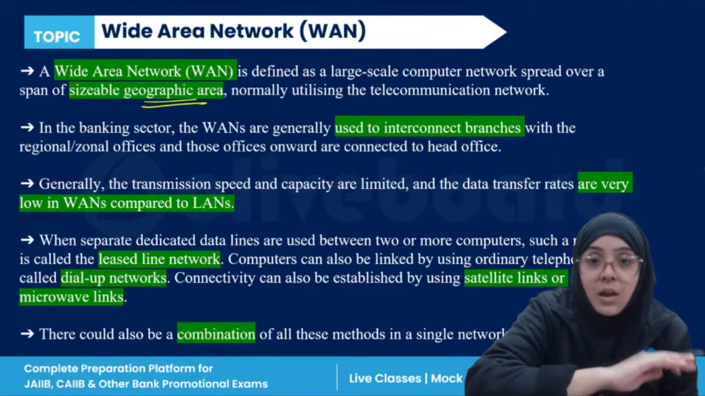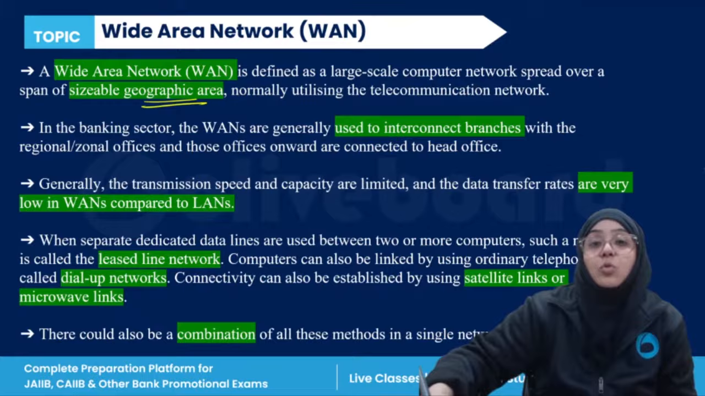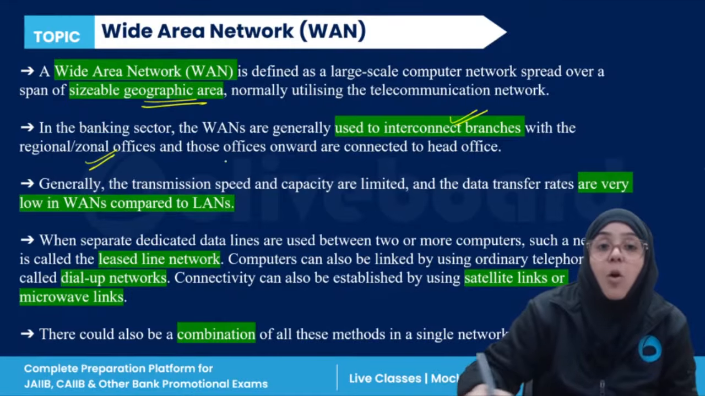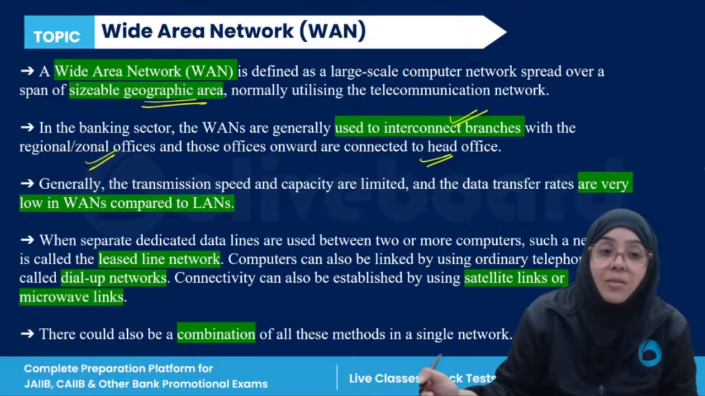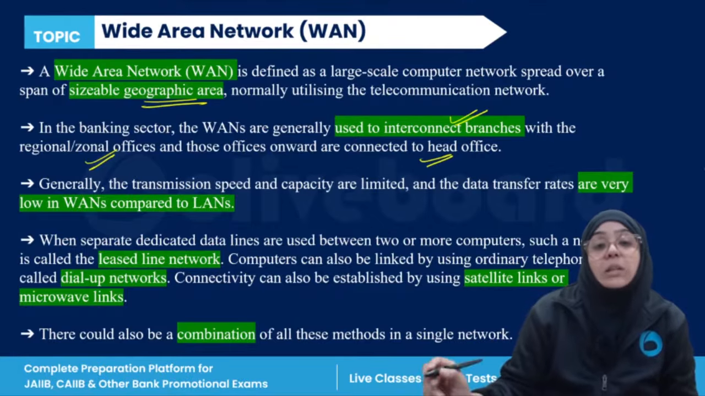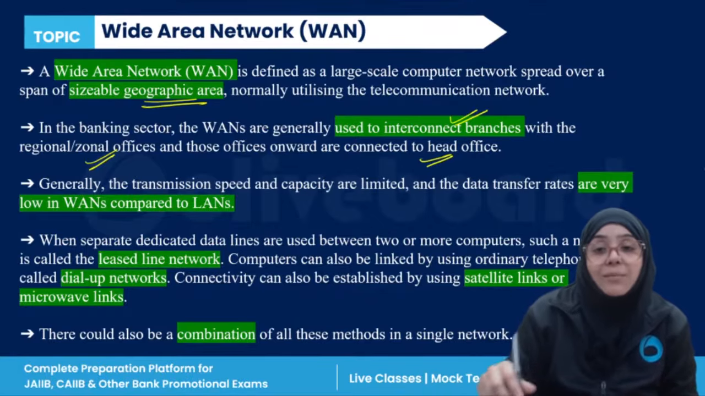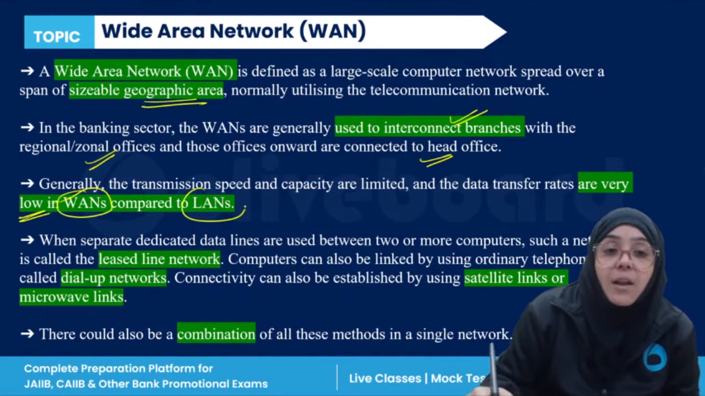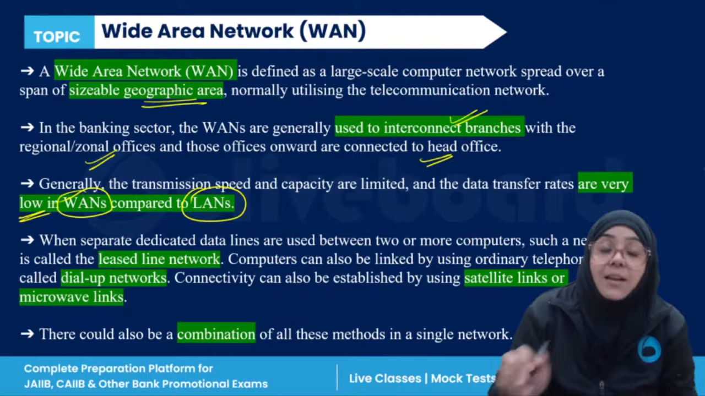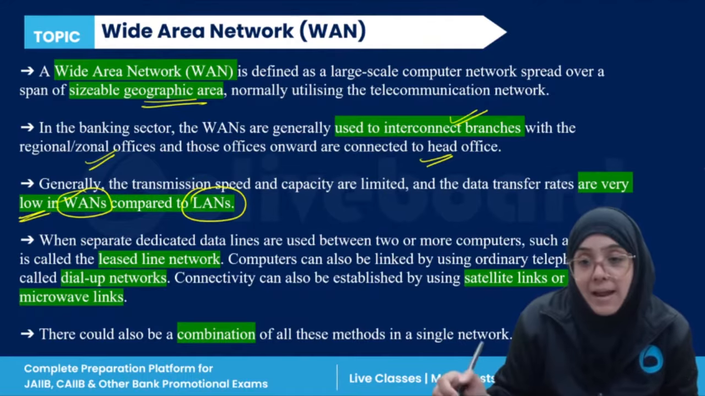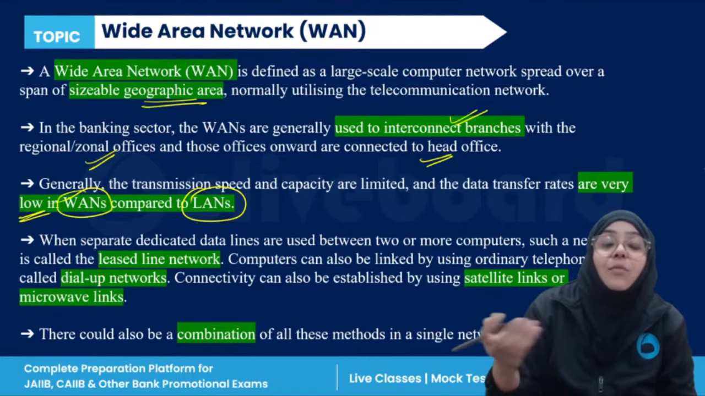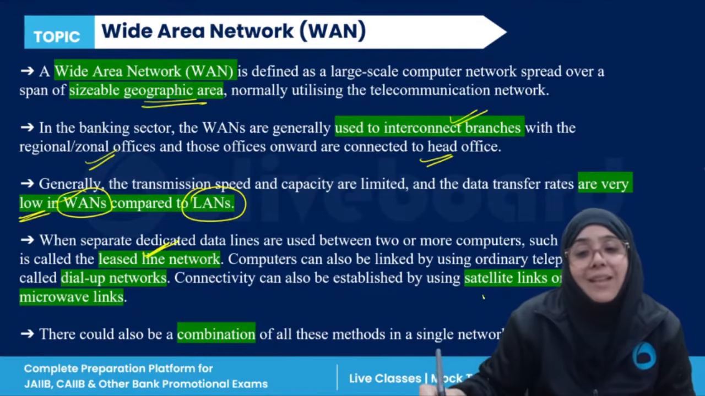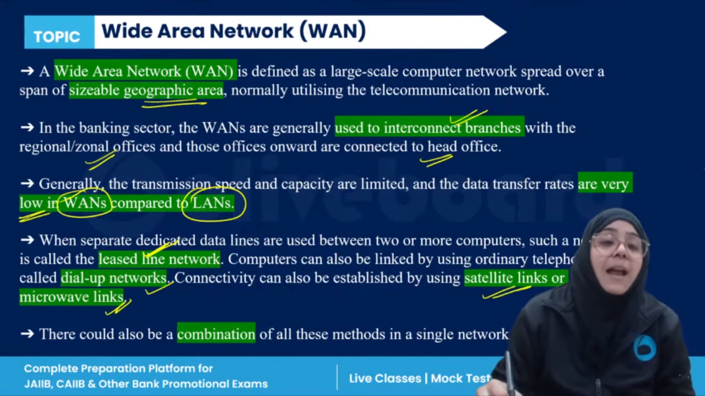WAN is generally used to interconnect branches to the regional and zonal offices and to the head offices, right? If we talk about speed, the transmission speed in WAN is low compared to LAN, right? There are separate and dedicated data lines used to connect WANs. You can use leased line networks, satellite links, microwave links, and dial-up networks.